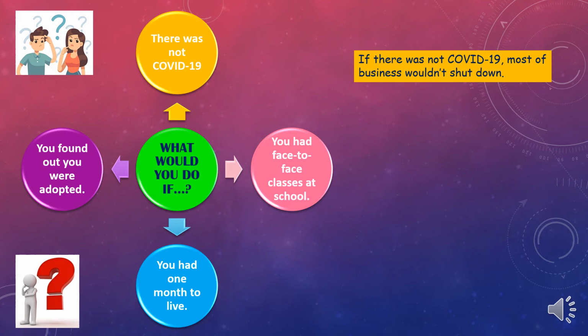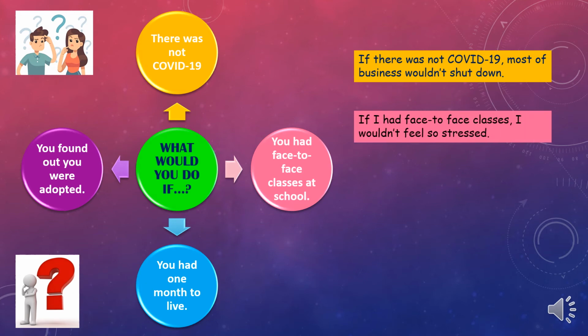If there was not COVID-19, most of business wouldn't shut down. Si no hubiera el COVID-19, la mayoría de negocios no hubiera cerrado. Totally true, right? Totally true. Maybe you have other possibilities and that's correct also, okay? Tal vez tengas otras opciones, otras respuestas y también son correctas. Okay, next, the pink one. If I had face-to-face classes, I wouldn't feel so stressed. Si tuviera clases presenciales, no me sentiría tan estresado o estresado.